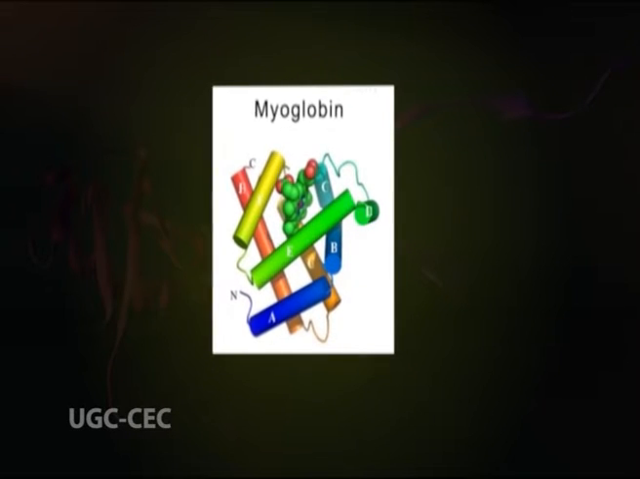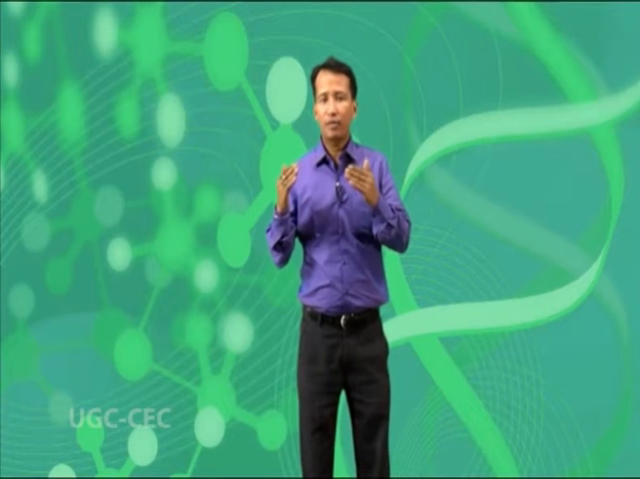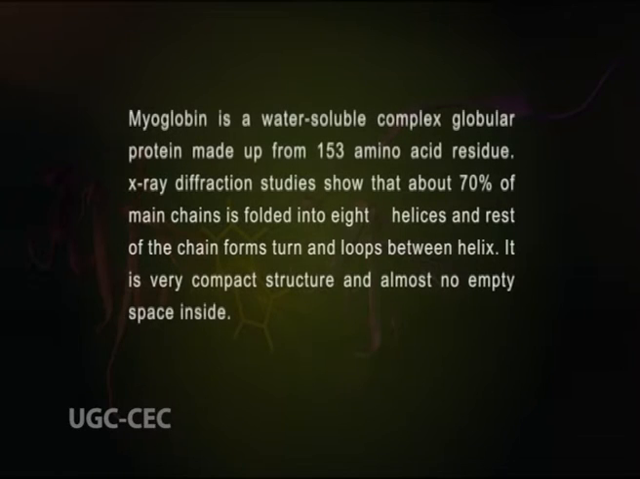Now, let us discuss how R groups interact in the tertiary structure of water-soluble globular proteins, for example myoglobin. Myoglobin is an oxygen-binding muscle protein. Myoglobin is a water-soluble complex globular protein made up of 153 amino acid residues. X-ray diffraction studies show that about 70% of the main chain is folded into 8 alpha helices, and the rest of the chain forms turns and loops between helices.